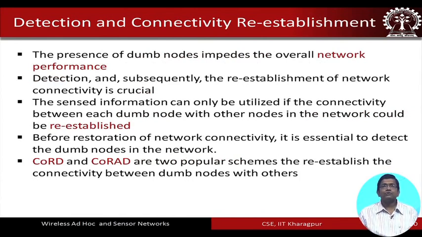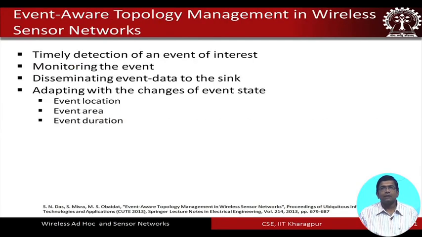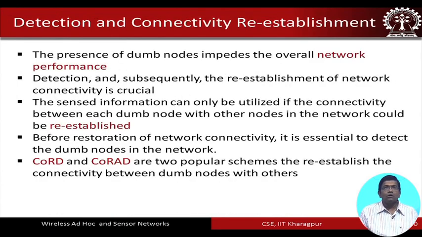So different issues become very important when we are thinking about dumb nodes. First of all, one has to detect the presence or occurrence of dumb behavior among any of the nodes in the network, and after that the nodes have to be identified, and connectivity has to be re-established around those dumb nodes, maybe by isolating them and so on. So there are different schemes that have been proposed. CORD and CORAD are two popular schemes that have been proposed to re-establish connectivity between dumb nodes and other nodes.